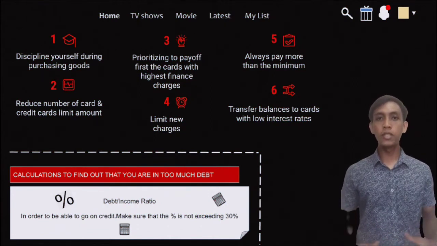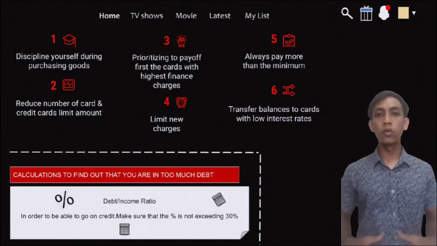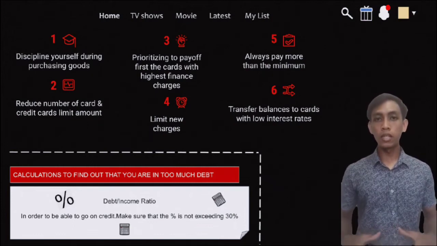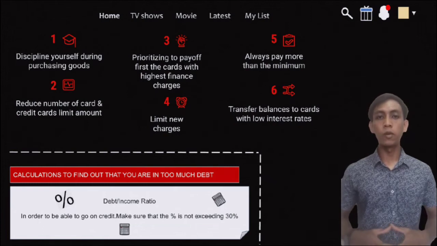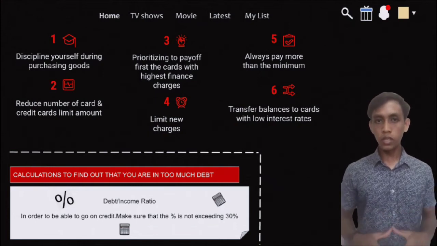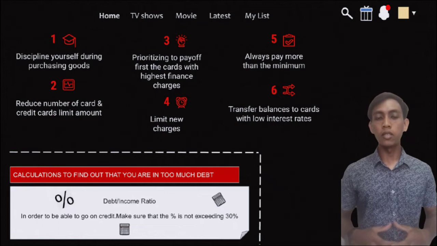My matric number is 20216200356. I will start my presentation with ways to avoid credit problems. There are 6 ways you can avoid having credit problems. First and foremost, discipline yourself when purchasing goods. Secondly, reduce the number of cards and the credit card limit amount.